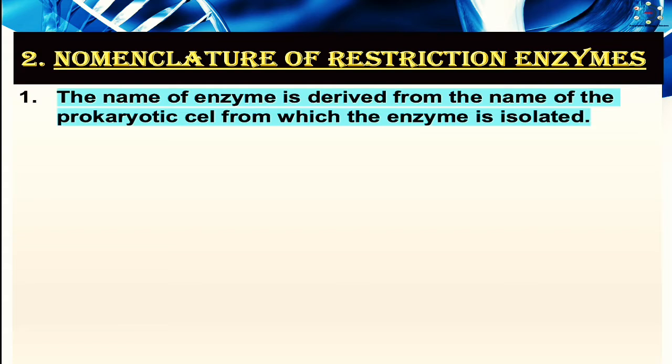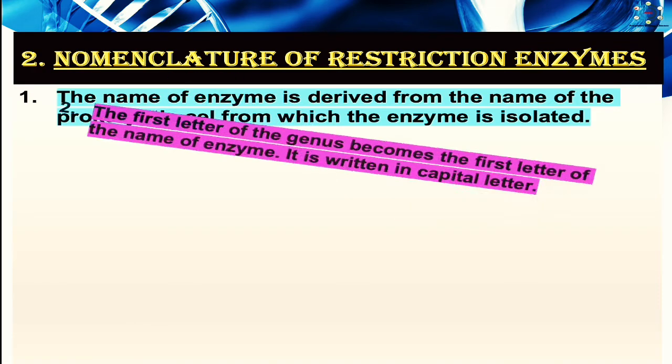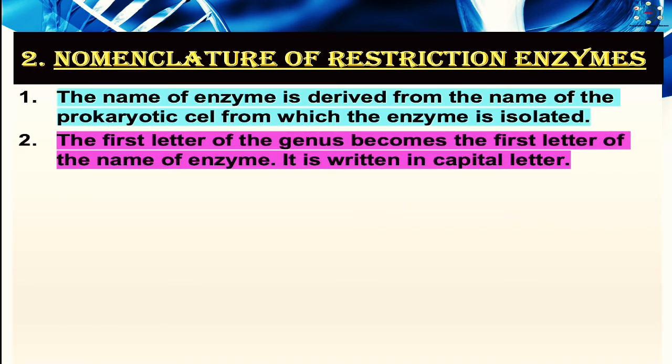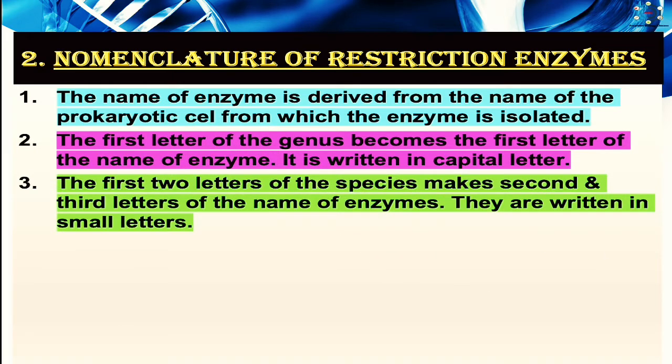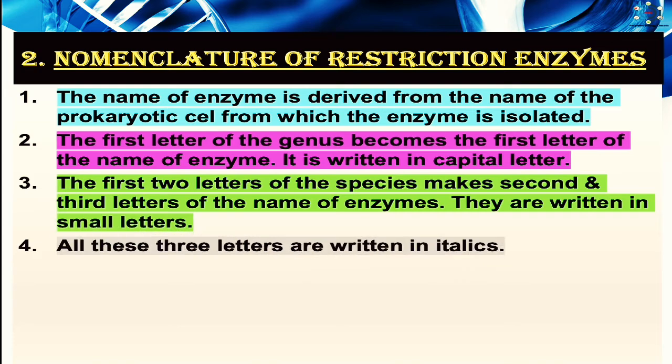So specific names of these enzymes are given by using the following conventions. The first one: the name of the enzyme is derived from the name of the prokaryotic cell from which the enzyme is isolated. The first letter of the genus becomes the first letter of the name of the enzyme. It is written in capital letter. The first two letters of the species make the second and third letters of the name of the enzyme, and they are written in small letters. All these three letters are written in italics.